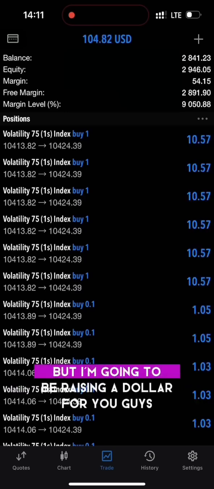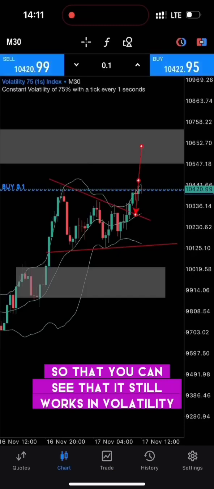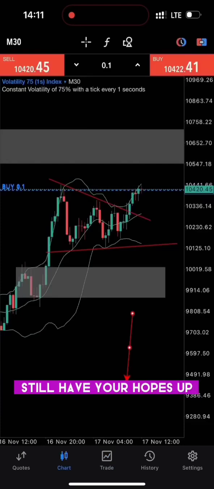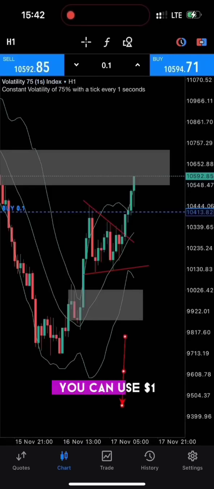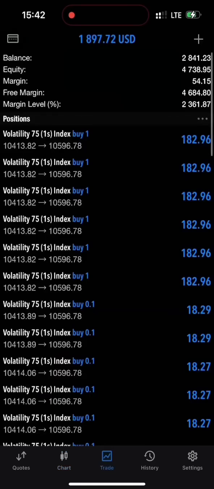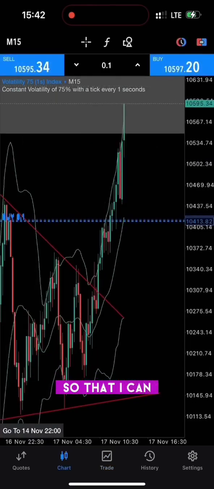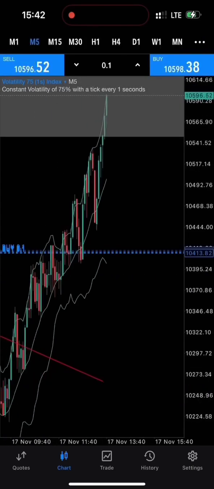But I'm going to be raising $1 for you guys so that you can see that it still works in Volatility 75 (1s), so that you can still have your hopes up that you can use those kinds of accounts. If you blow your account, you can use $1 to bring your account back. So here I decided to re-enter because the profit level wasn't reached, so I exited to get back in with a bigger lot so that I can get as much profit as possible from this trade.